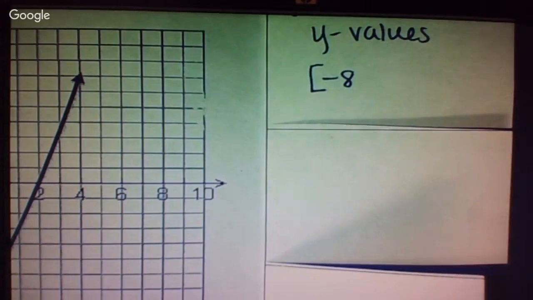Let's put it this way. The only time you're going to deal with the parentheses right now in this unit is if it's infinity. Anytime you have a number, it's going to be a square bracket. So just keep that in mind right now.